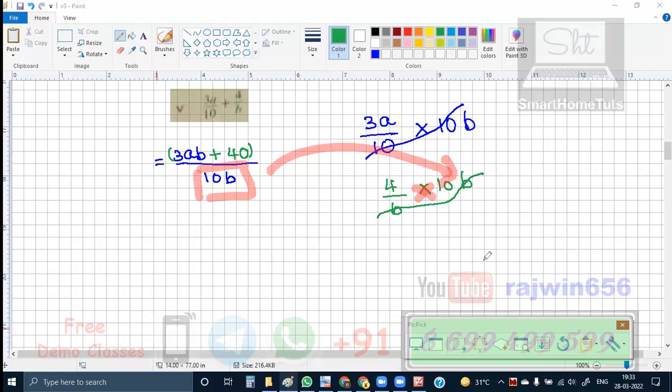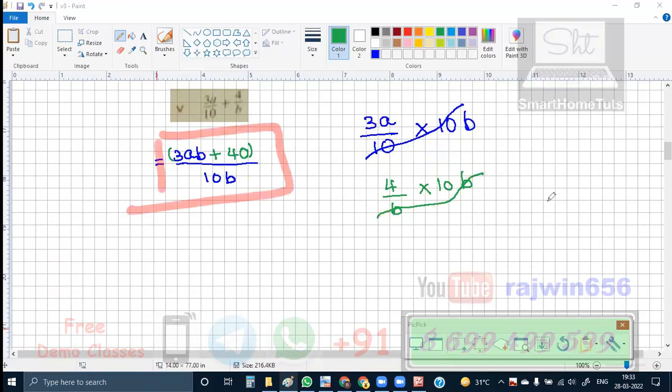From this part, what is getting cancelled? b and b are getting cancelled. What is remaining here? 4 multiplied by 10. 4 multiplied by 10 is 40. This is your final answer. Just copy that down.